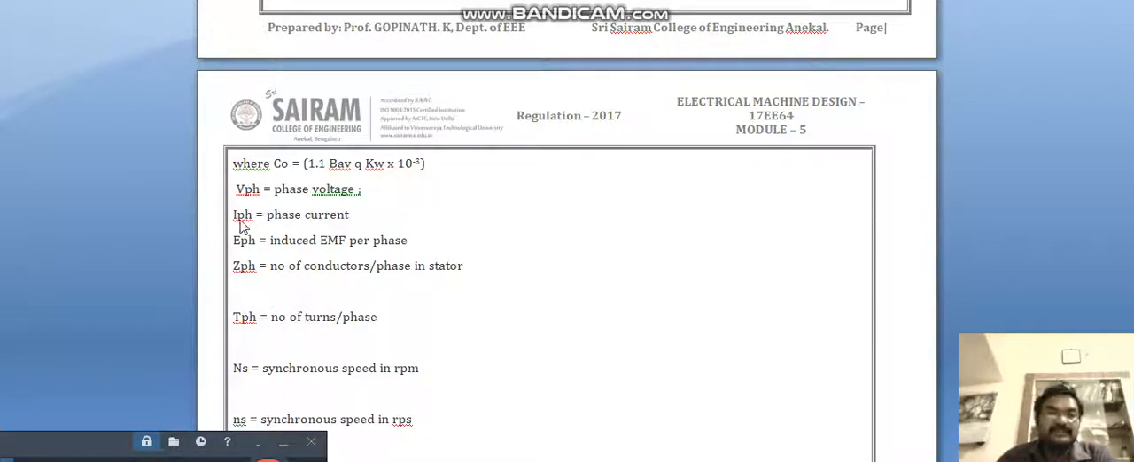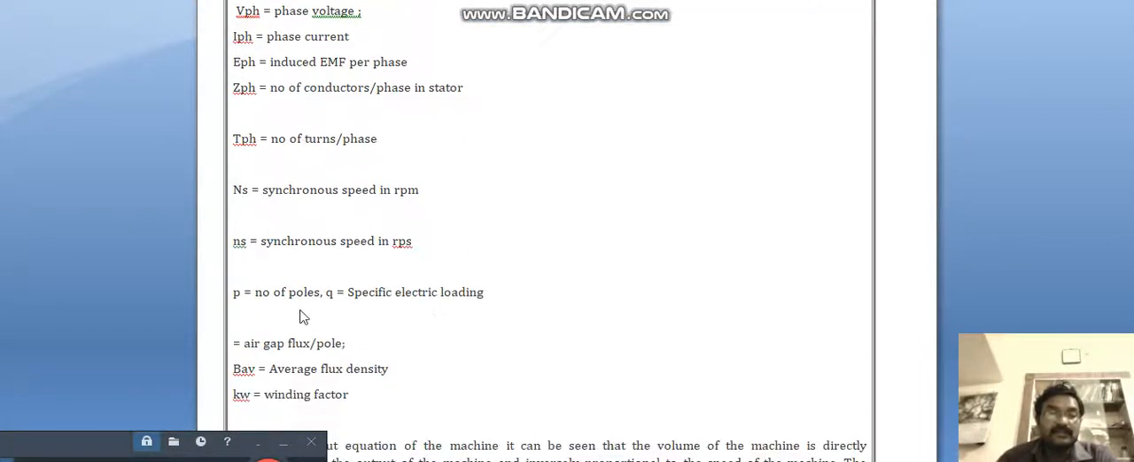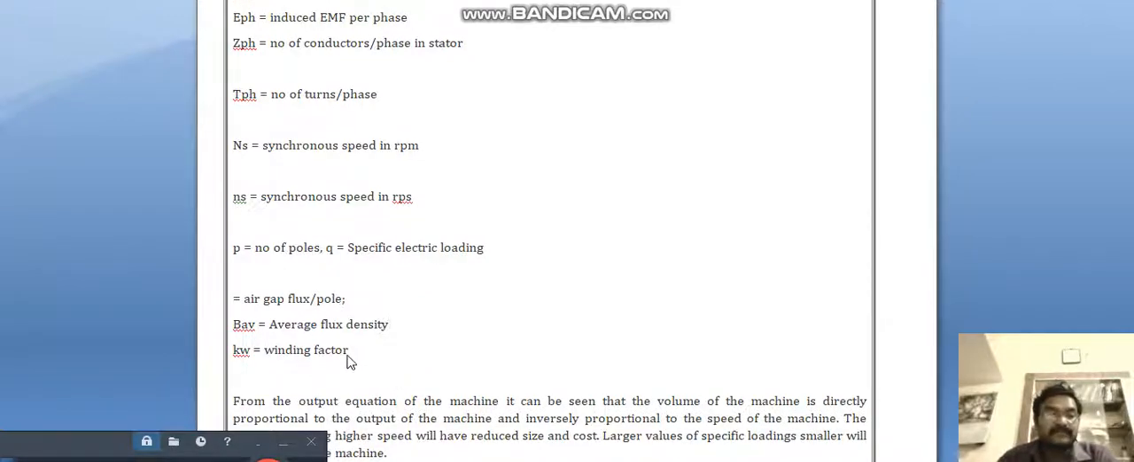V phase is the phase voltage, I phase is the phase current, E phase is the induced EMF per phase, Z phase is the number of conductors per phase in the stator, T phase is the number of turns per phase, Ns is the synchronous speed in rpm, and small ns is the synchronous speed in rps. P is the number of poles, q is the specific electric loading, φ is the air gap flux per pole, Bav is the average flux density or specific magnetic loading, and kw is the winding factor.